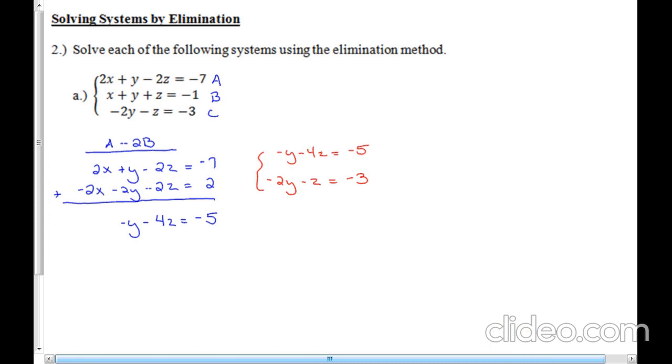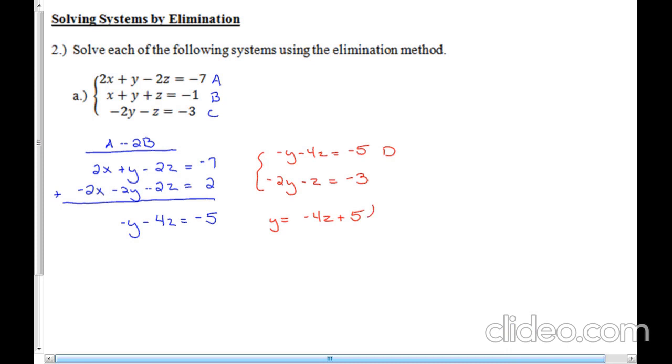I'm going to take that first equation there. Let's title this one D, if we need to reference it. I'm going to rewrite it so y is by itself. So I'm going to add y to both sides and then add 5 to both sides. If I do that, I'd get negative 4z plus 5 equals y, but you can reorder that.